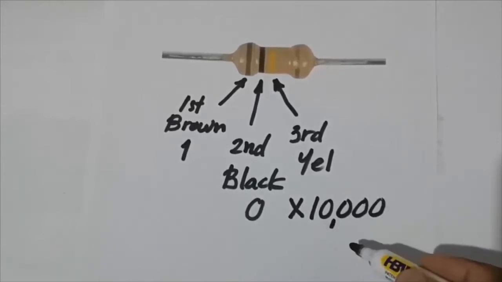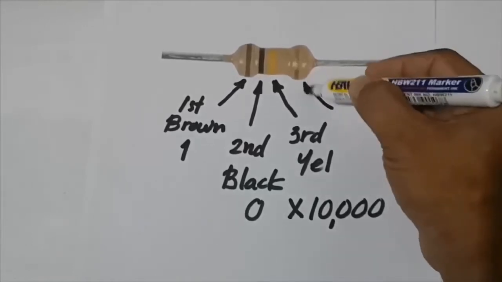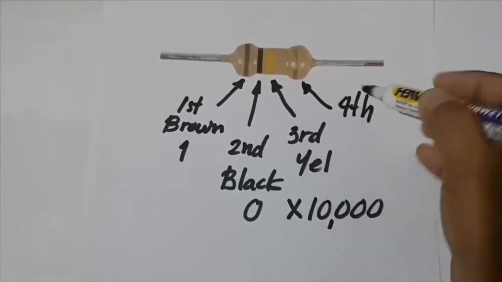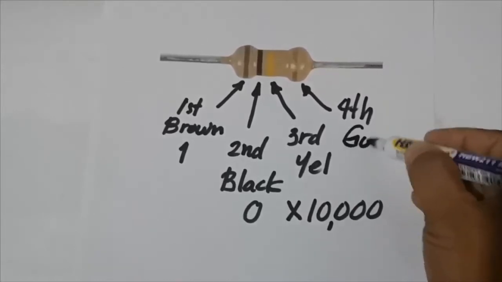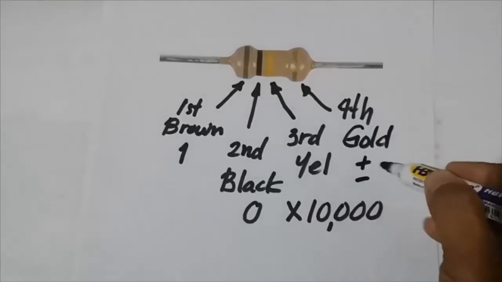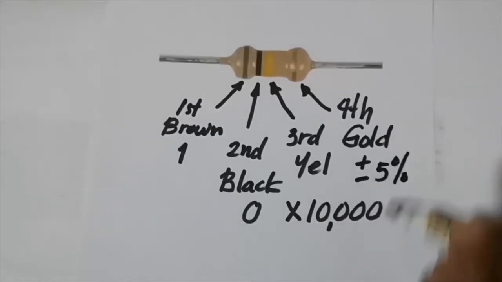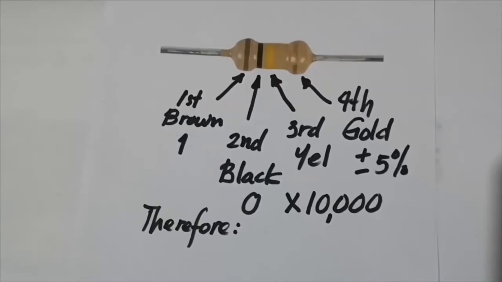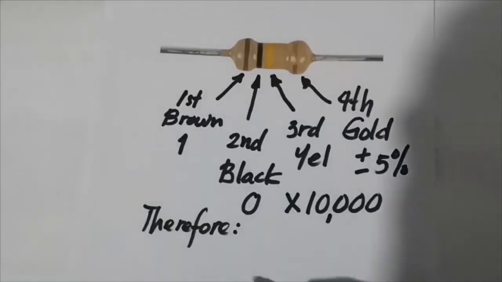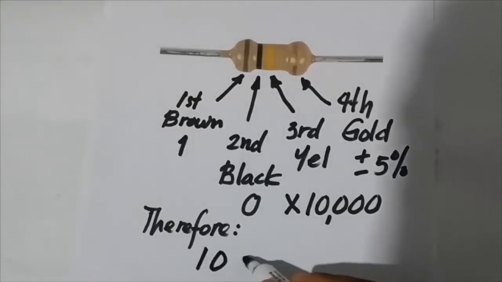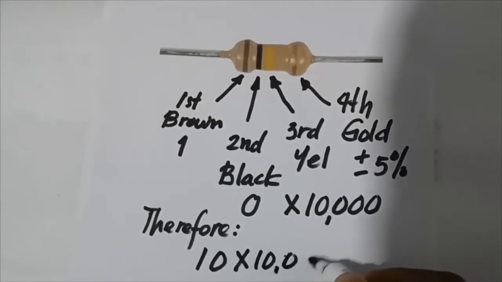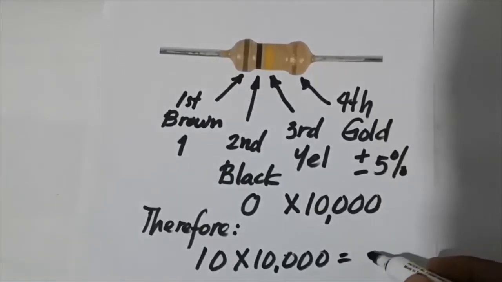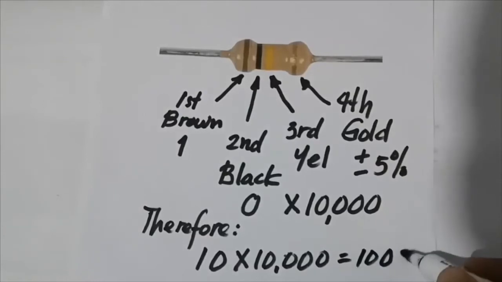And the fourth color band signifies the tolerance color. Gold is equivalent to plus minus 5%. Therefore, the value of the color code is 10 times 10,000. This will give us an equivalent to 100,000 or 100 kilo ohms.